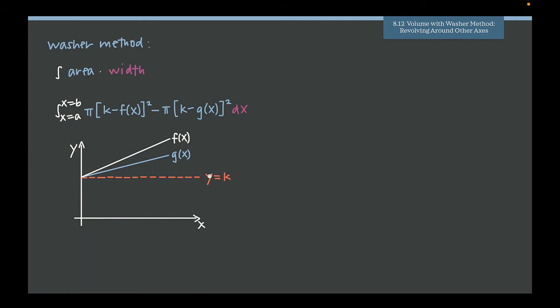So let's say we have the horizontal axis of revolution y equals k. So we're revolving this way. And when we do that, what we get is g of x and f of x to appear here on the other side of the axis. So that could be g of x there, and this could be f of x here, something like this. So we have now this three-dimensional object with volume.